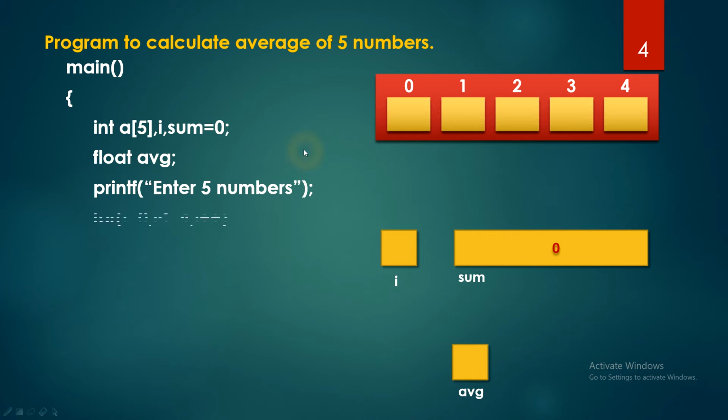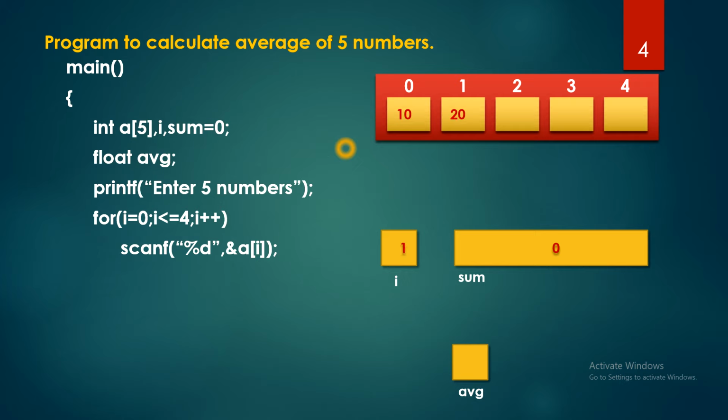Now enter 5 integers. Just like the previous way, you get the 5 integer values from the user. So scanf &a[i]. First, when i equals 0, say the user gives 10. When i equals 1, say the user gives 20. When i equals 2, the user gives 30. When i equals 3, the user gives 40. And when i equals 4, the user gives 50.